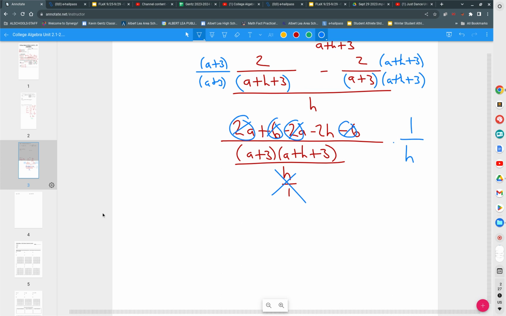Now notice what else happens. Your h reduces, leaving you with what in the numerator? Just my negative 2. And in the denominator, I have a plus 3 times a plus h plus 3. Okay.